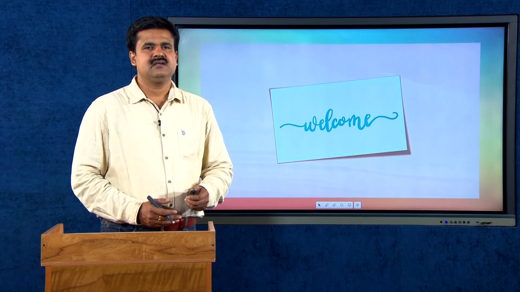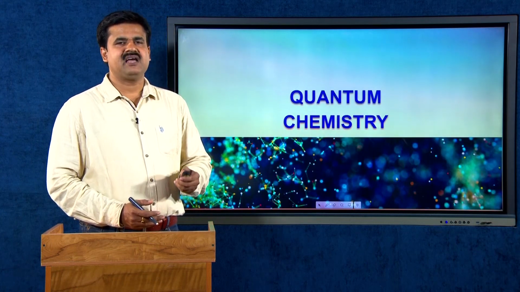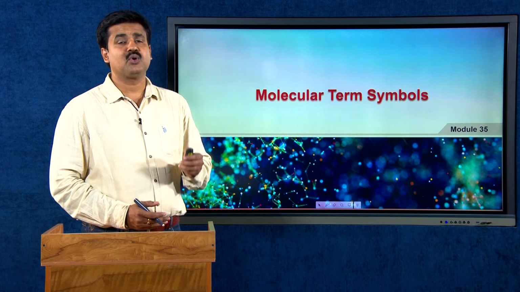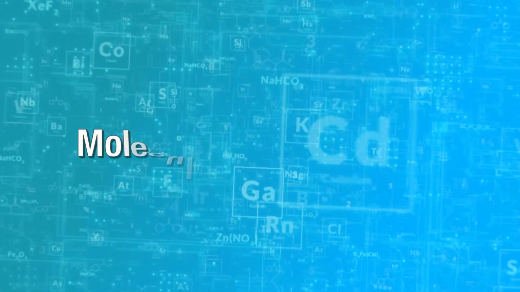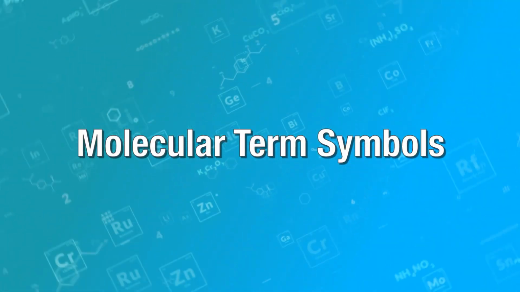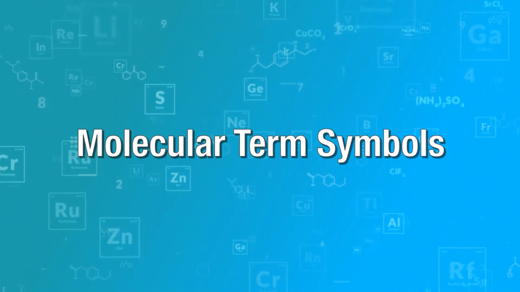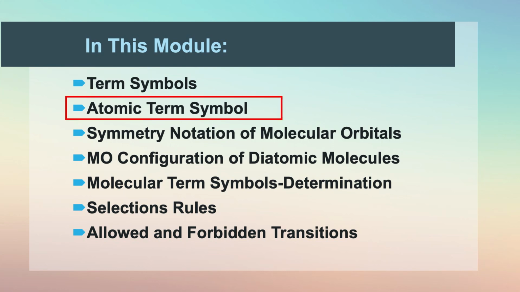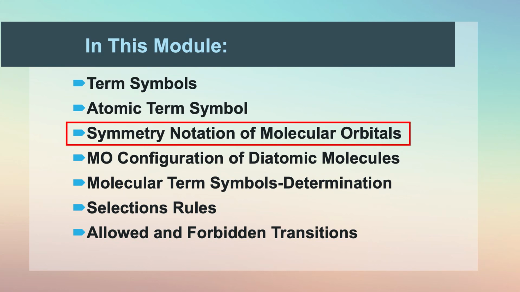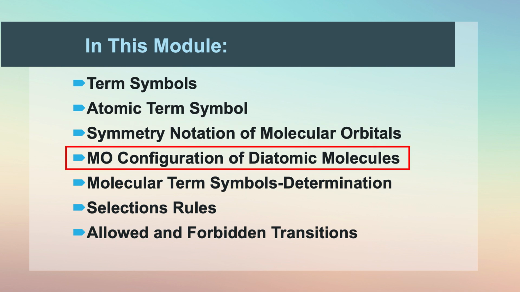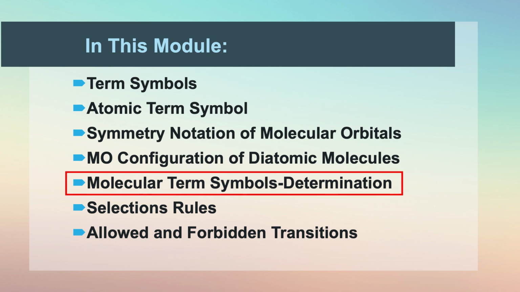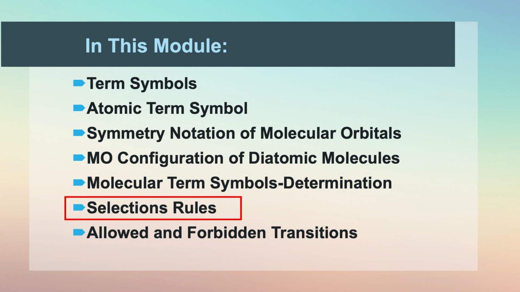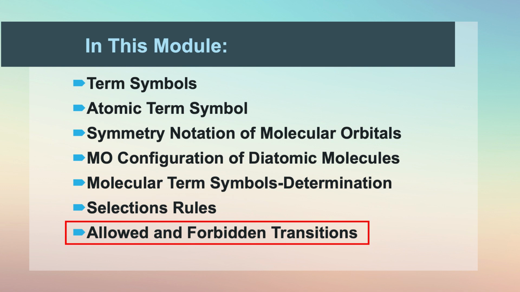Welcome dear learners. We are studying quantum chemistry and in this module we are discussing molecular term symbols. The contents of this module are term symbols, atomic term symbol, symmetry notation of molecular orbitals, molecular orbital configuration of diatomic molecules, molecular term symbol determination, selection rule for transition and allowed as well as forbidden transitions.